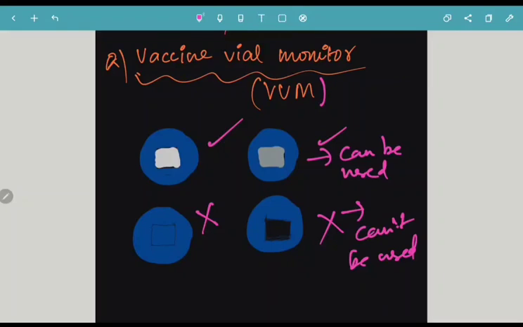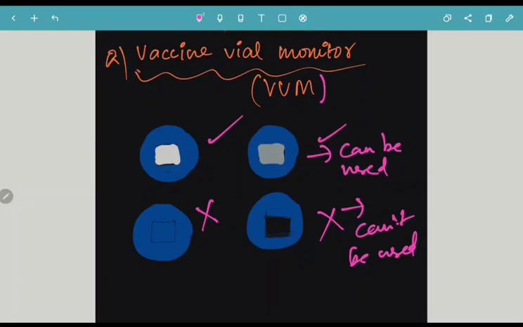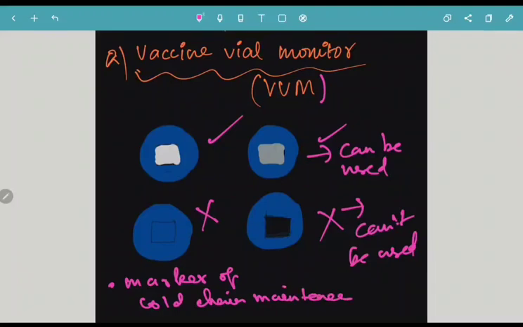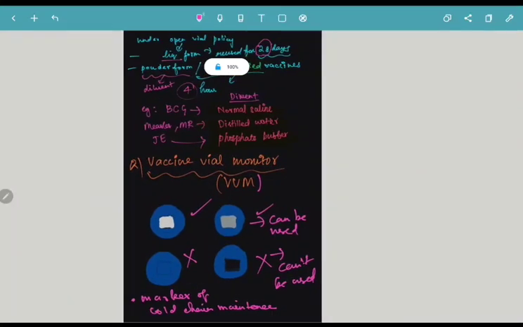So vaccine vial monitor is a marker of cold chain maintenance of vaccine. The first point is, it is a marker of cold chain maintenance of vaccine.